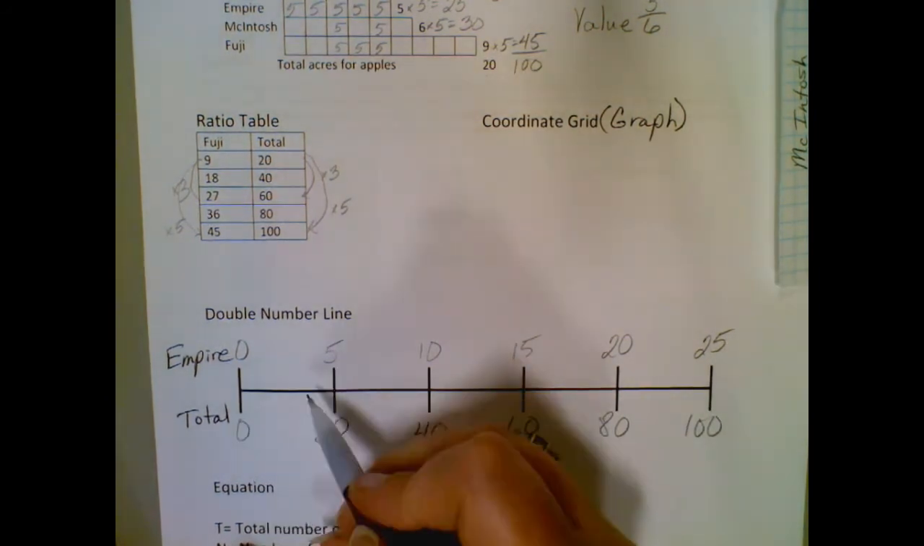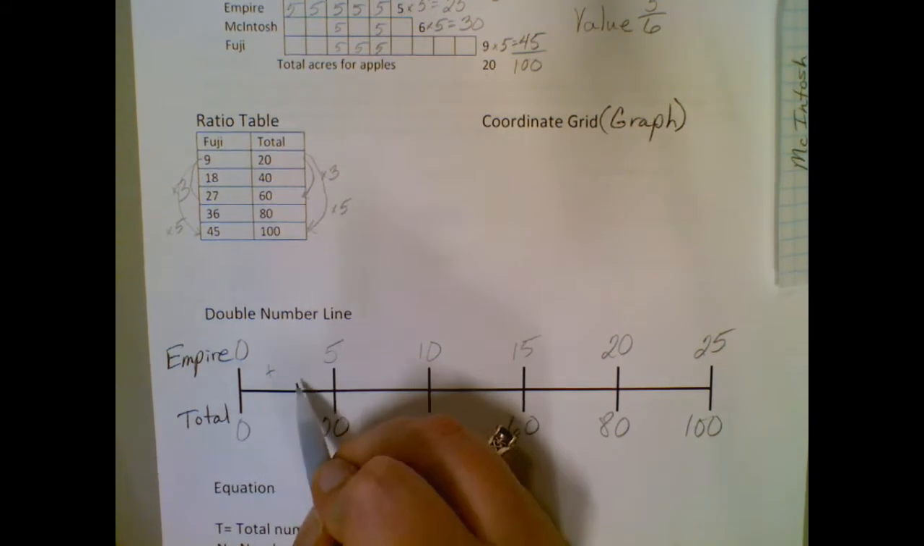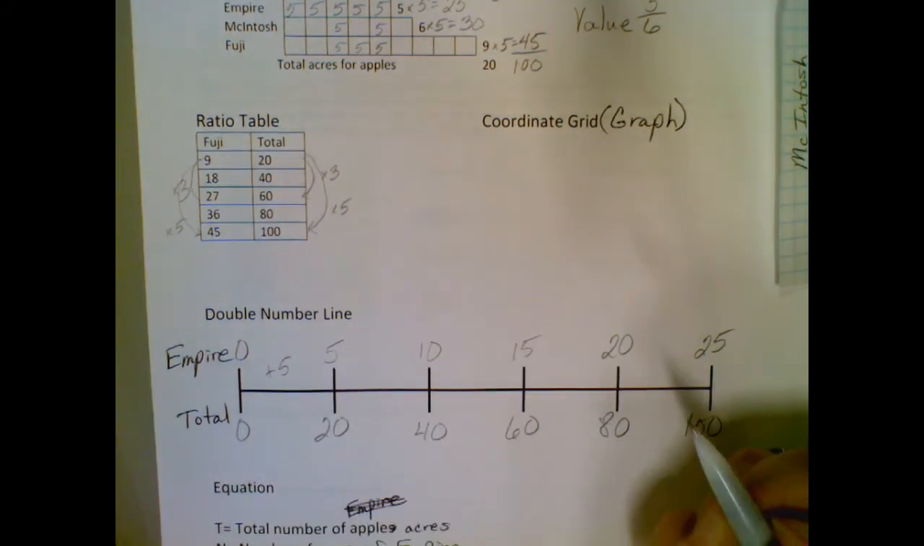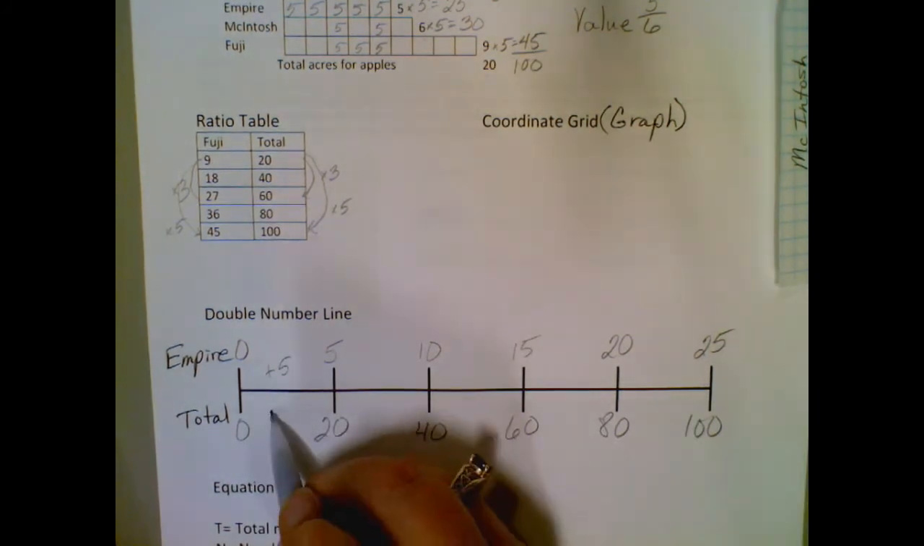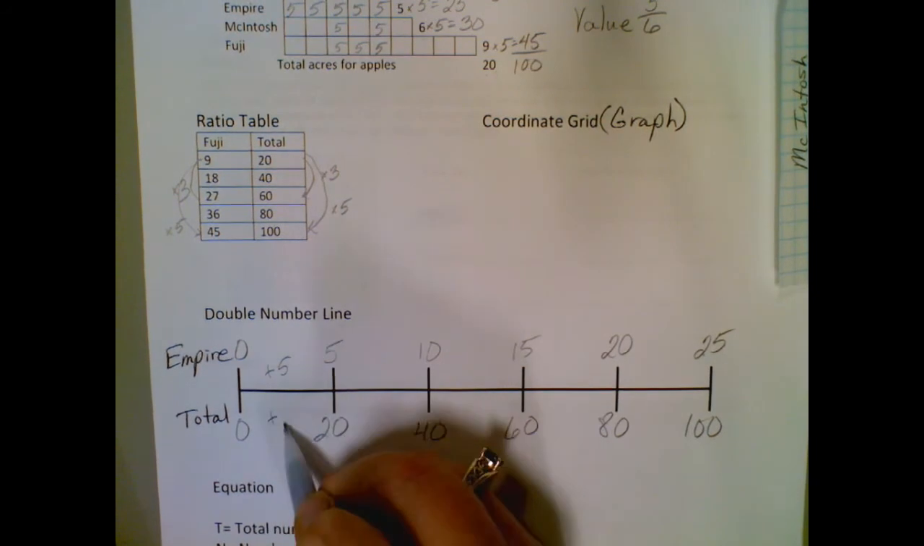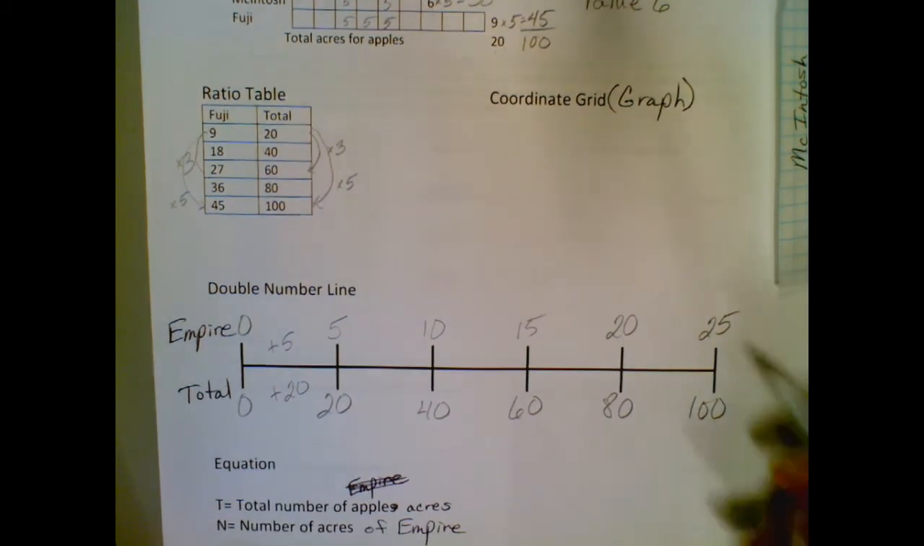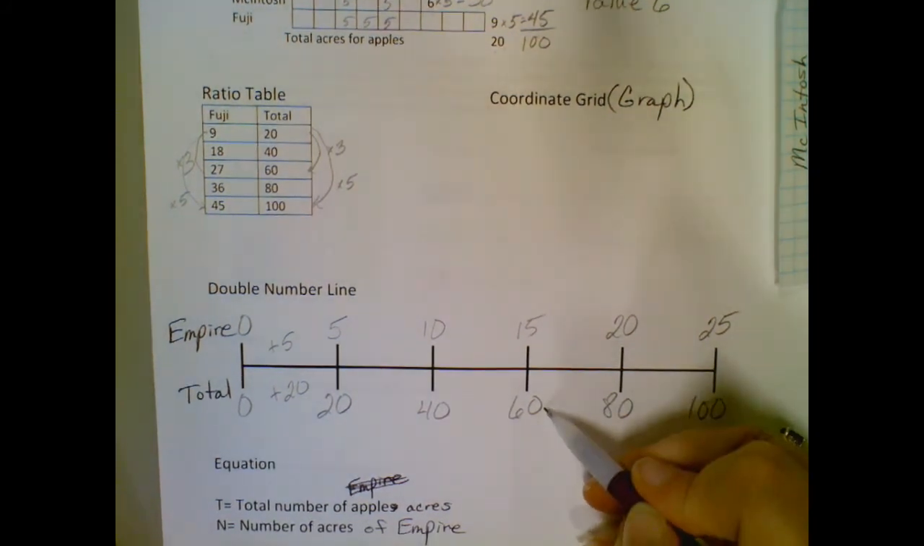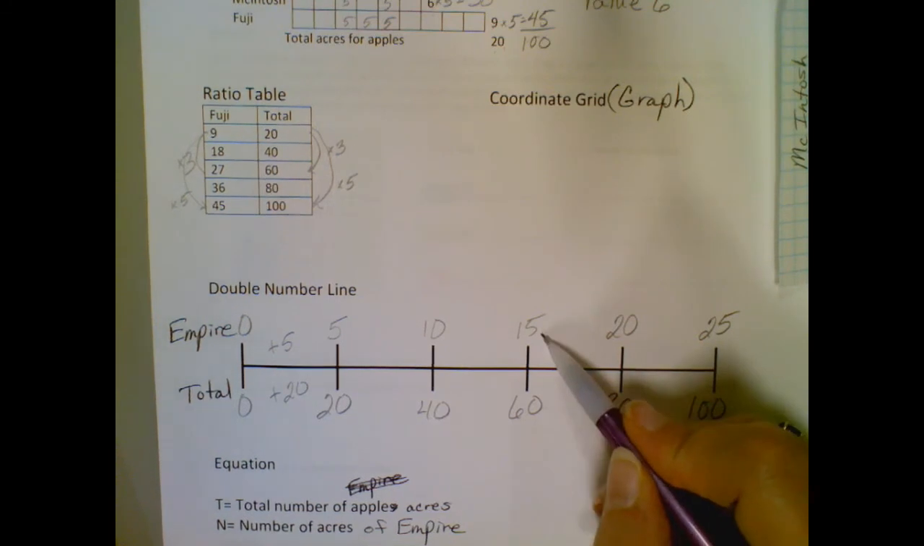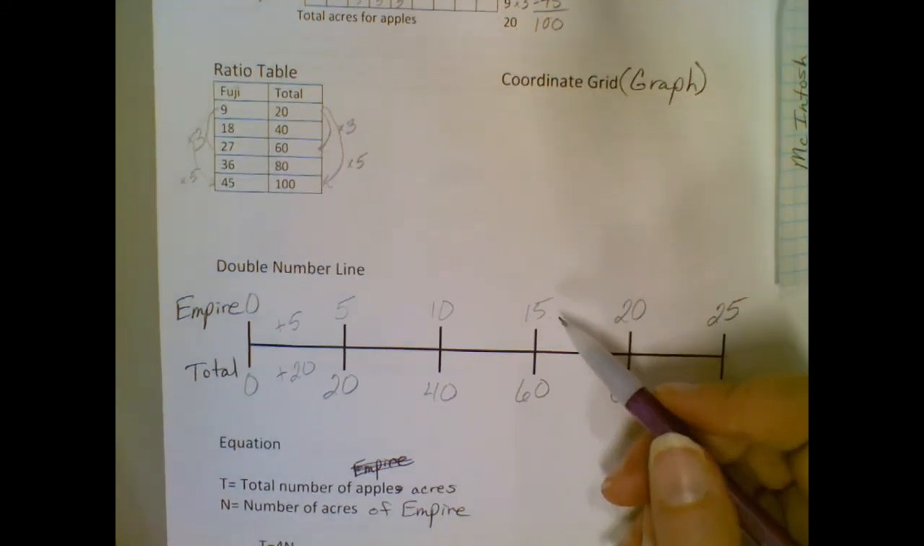The Empire section, the additive growth would be plus 5 every time, and the total growth would be plus 20 every time, and you see that it's consistent all the way through. So if the farm had a total of 60 acres, 15 of those acres would be Empire.